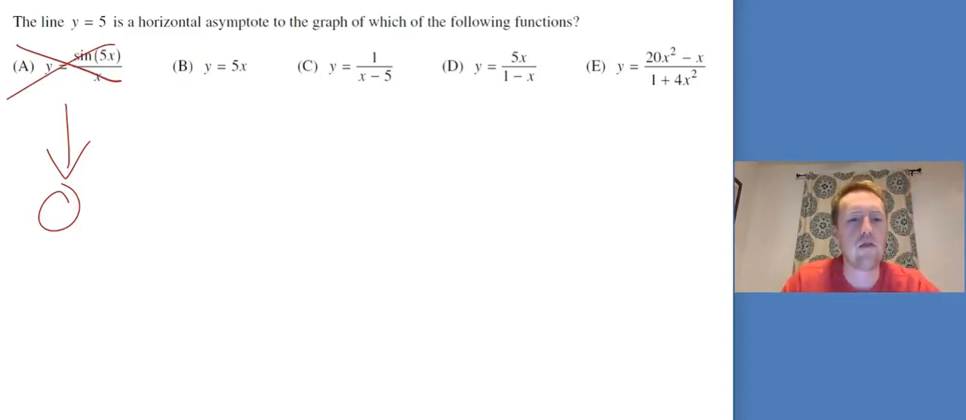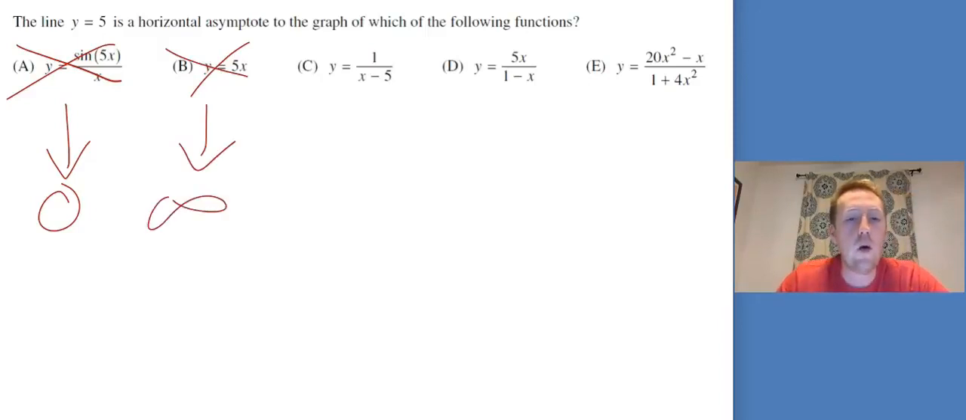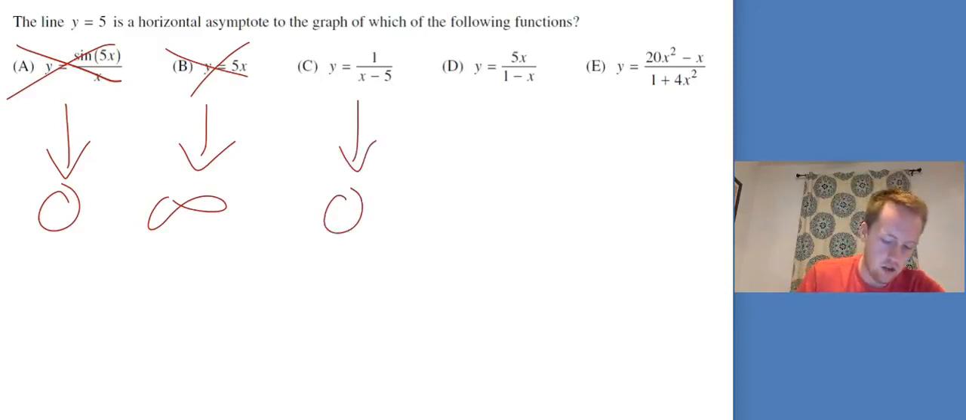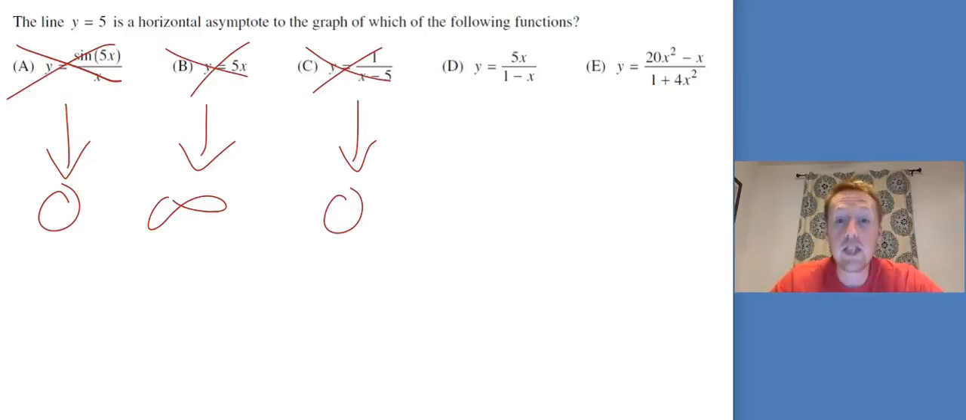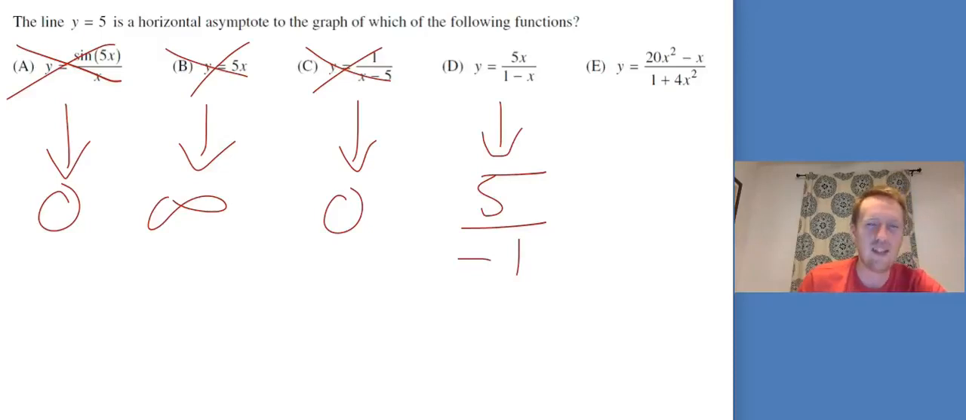Y equals 5x. Well, as x gets bigger and bigger and bigger, isn't that just going to get bigger and bigger and bigger? That one goes out to infinity. 1 over x minus 5. The bottom wins. So that's just like A. This one's going to go to 0. Okay, for D, the exponent on top matches the exponent on the bottom, right? I've got x over x essentially. So I'm going to take the ratio of their coefficients. So that's 5 over -1. That's -5.